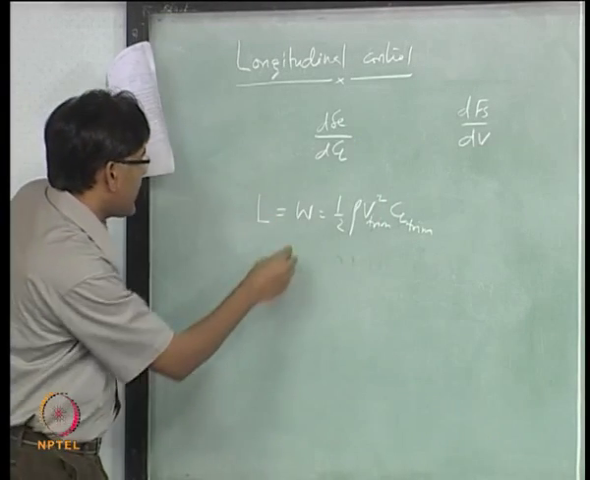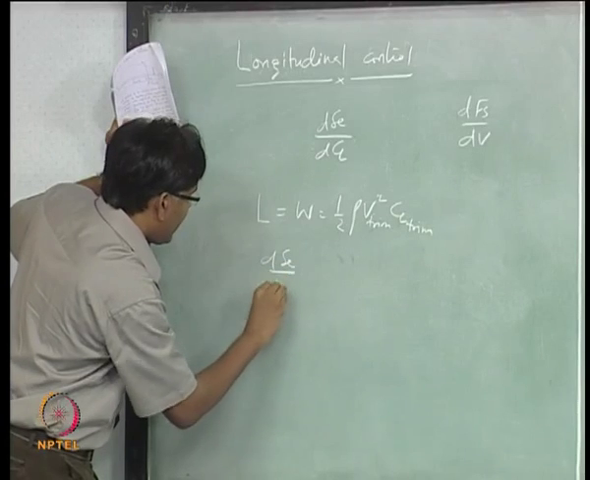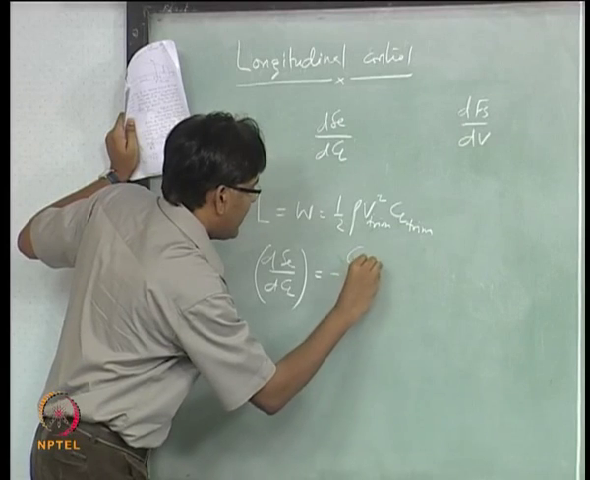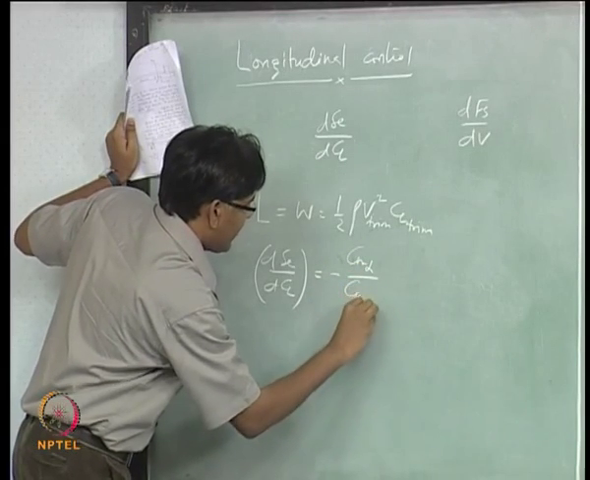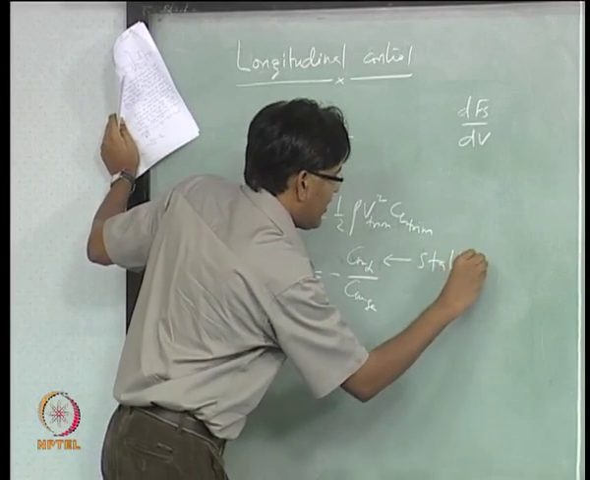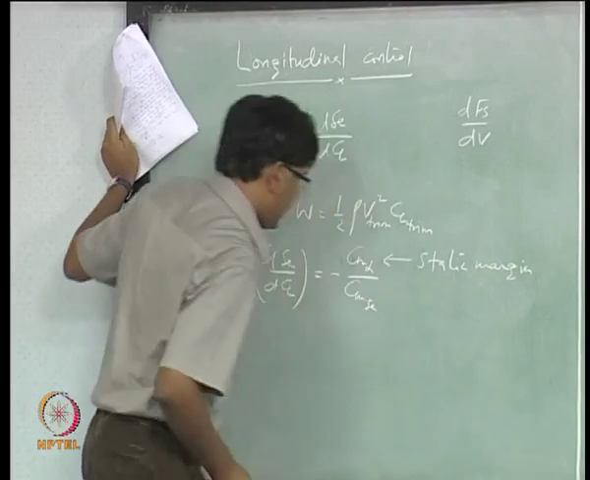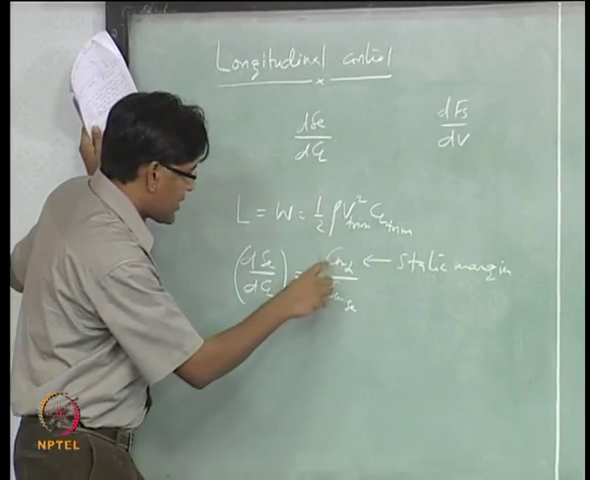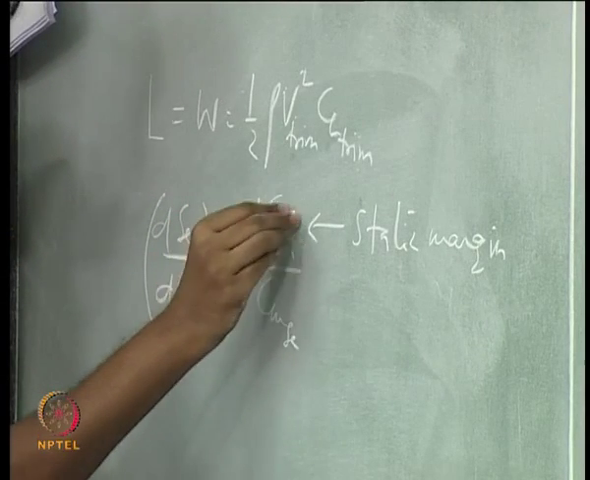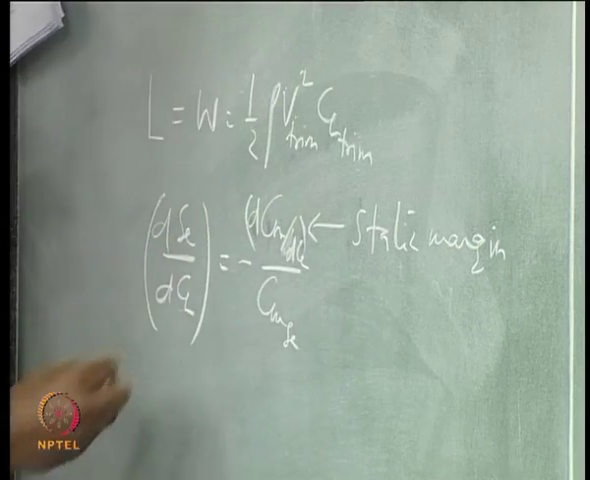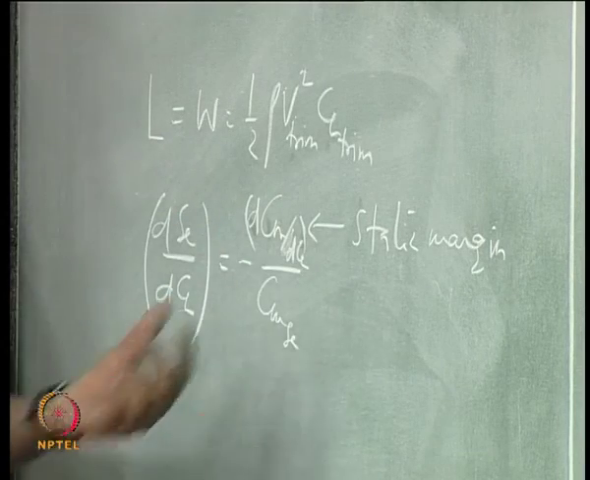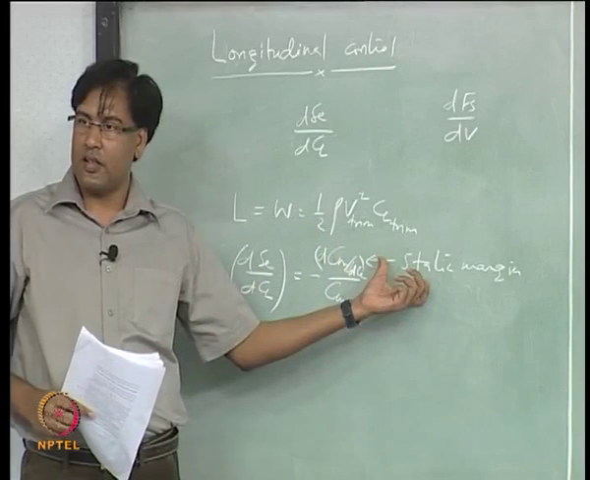And if you remember, we said that this is related to the static margin, or probably this is DCM over DCL. Okay, so this is related to the static margin, right.